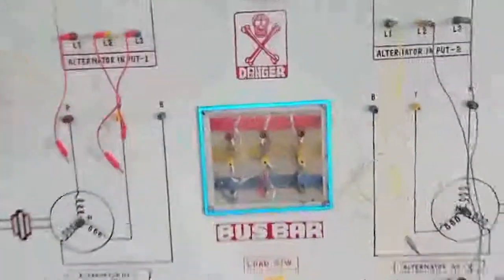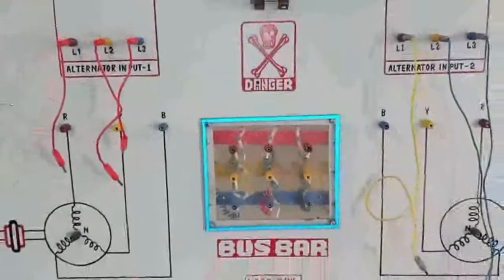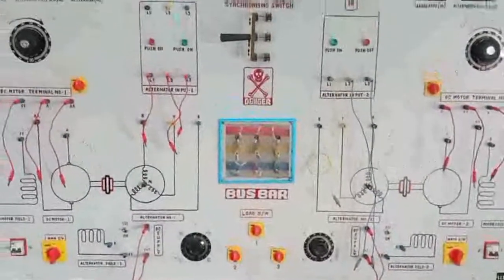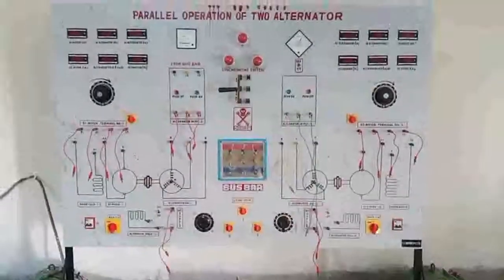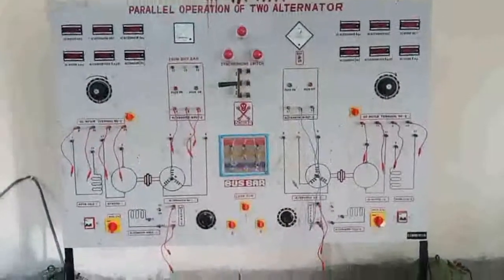And in the middle section, we know the importance of the bus bar. In this bus bar, one alternator is already connected, that is known as the running alternator, and with that we have to connect another alternator. Now Srivas is going to start the experiment with the whole connection. Okay, let us start.